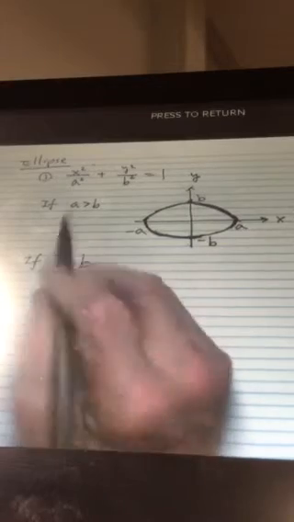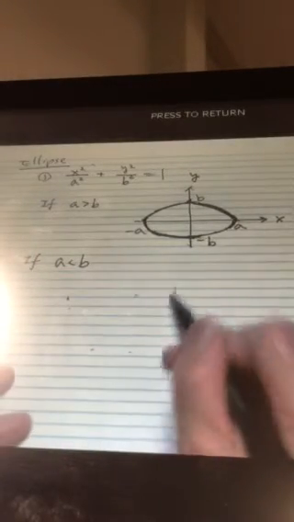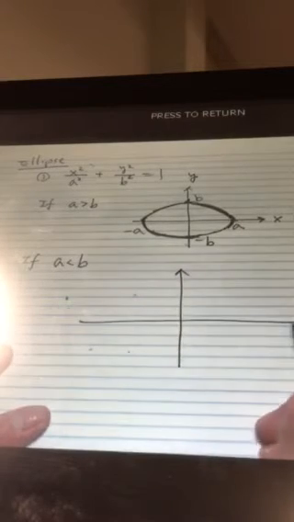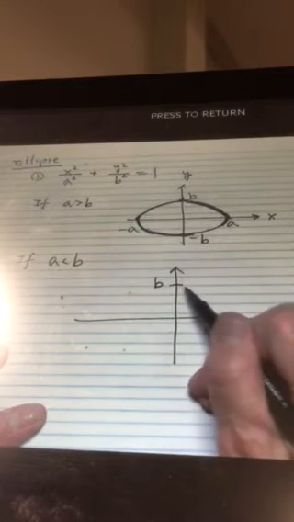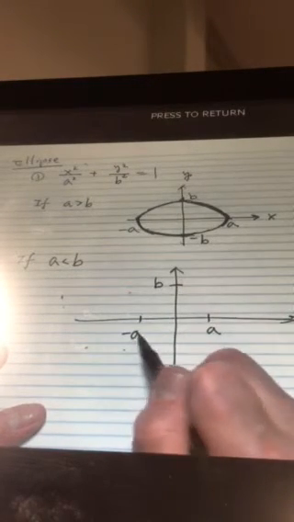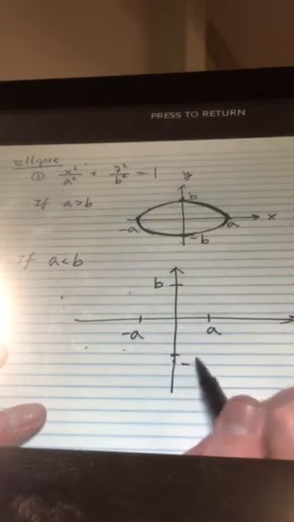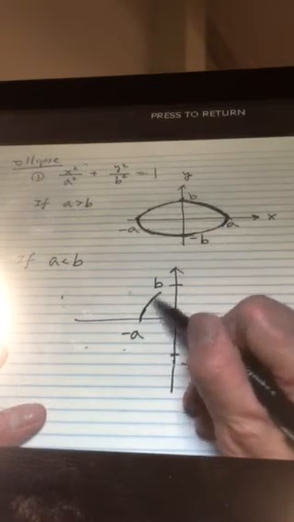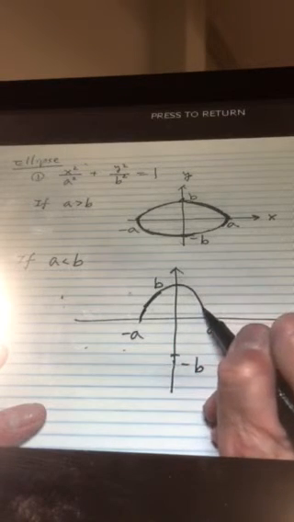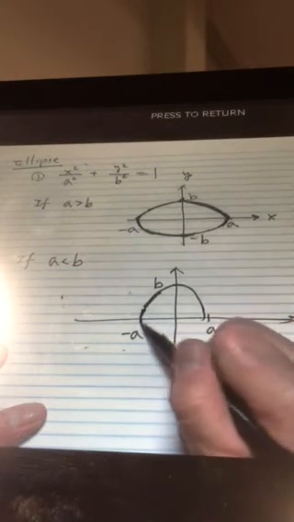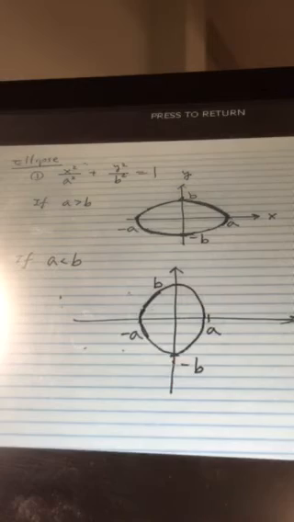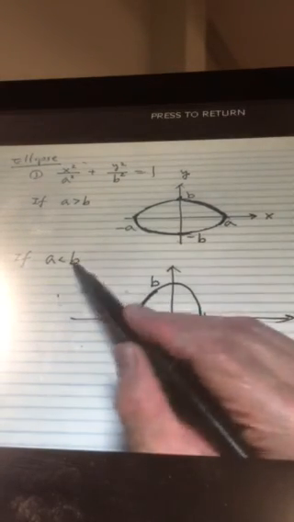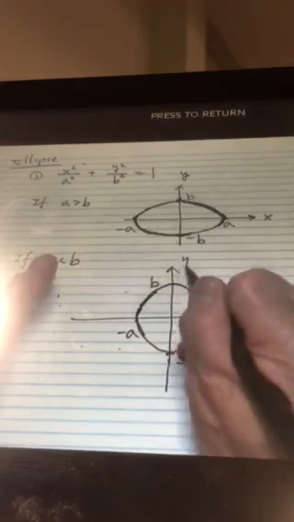Alright. But how about if a is smaller than b? If this number is smaller than this number, then of course it's going to change. So say this is a and this is b. Then it looks like this. If a is smaller than b, then this is narrower in the x direction.